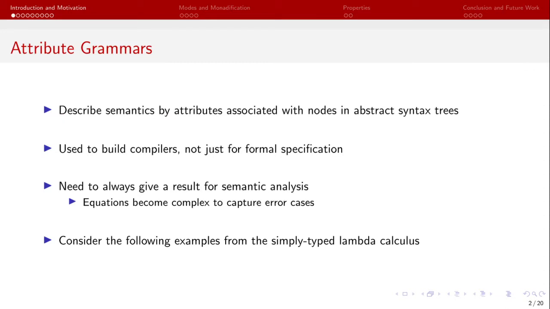In attribute grammars, we describe language semantics by associating semantic attributes with nodes in abstract syntax trees. And attribute grammars are used for building actual compilers, not just as formal specifications. So a well-defined attribute grammar needs to always have a result for our semantic analyses, even if the analysis fails. This can make our attribute equations rather complex, since we need to consider both successful and unsuccessful cases. Let's look at a couple of examples from the simply typed lambda calculus that illustrate this complexity.